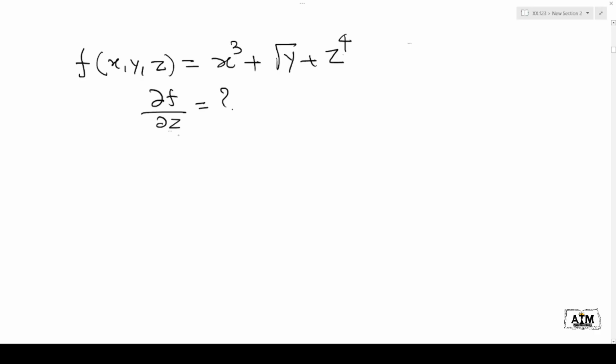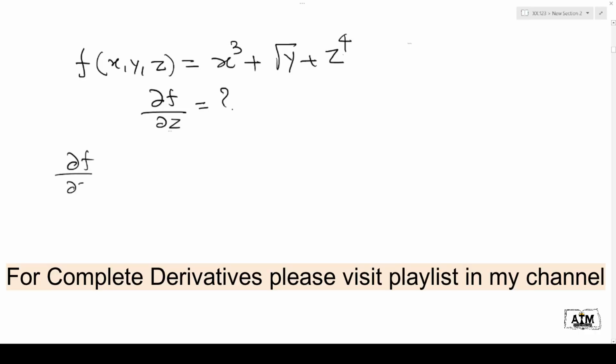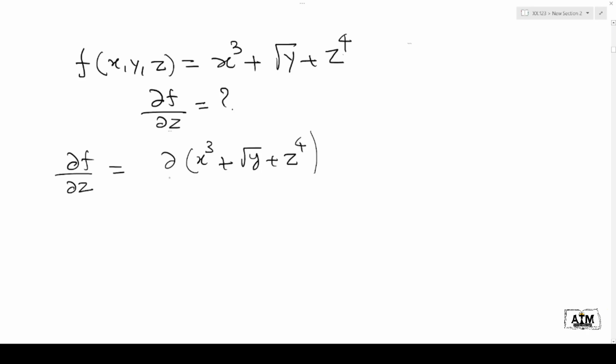Okay, let us proceed further. Now we need to find dou f by dou z. That is the partial differentiation of f with respect to z. So dou f by dou z, that is differentiating partially with respect to z, equals the partial differentiation of x cube plus root y plus z raised to 4 with respect to z.